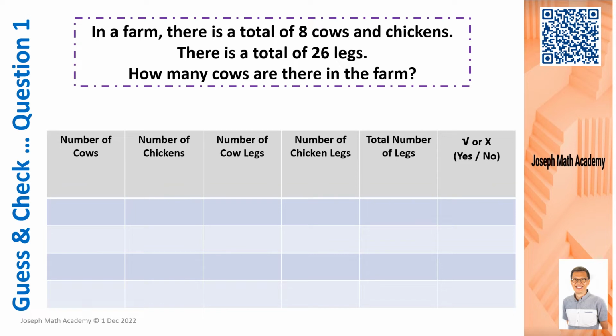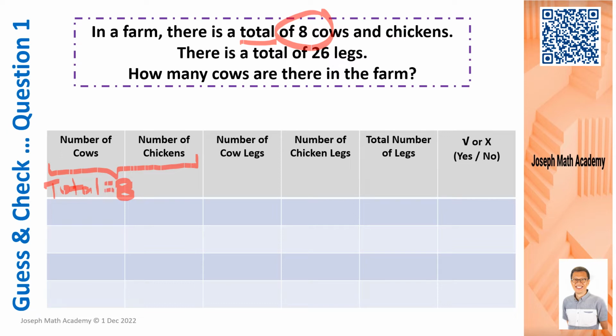Okay, now before we fill in every cell in the table, we need to make an intelligent first guess involving the total 8 animals. That means this one plus this one must be 8. The total animals must be 8.